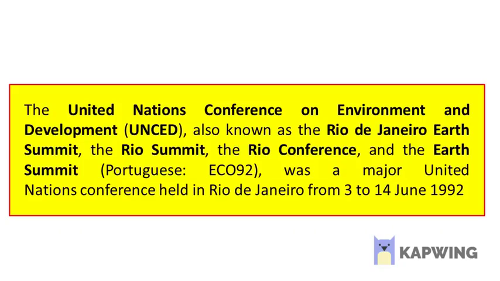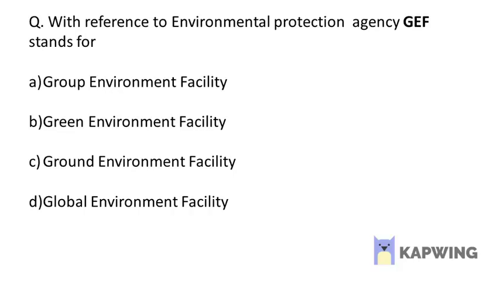The United Nations Conference on Environment and Development is also known as the Rio de Janeiro Earth Summit, the Rio Summit, the Rio Conference, and the Earth Summit. It was a major United Nations conference held in Rio de Janeiro from 3rd to 14th June 1992. So friends, remember UNCED. Now moving on to the next question.